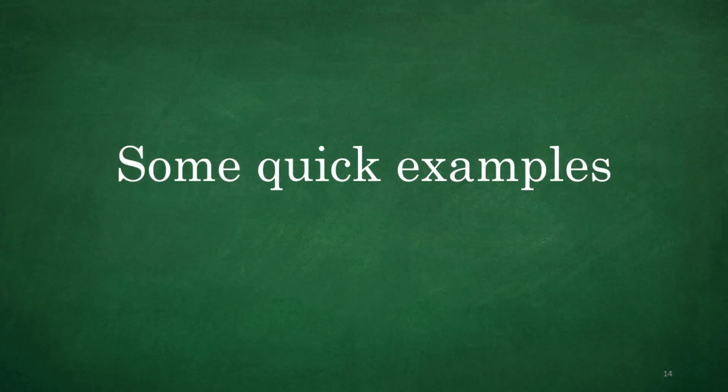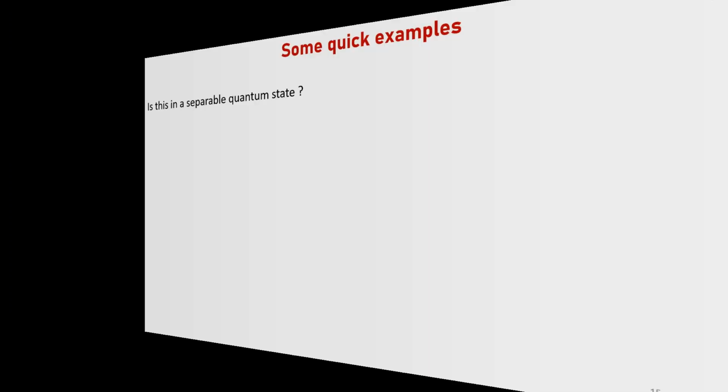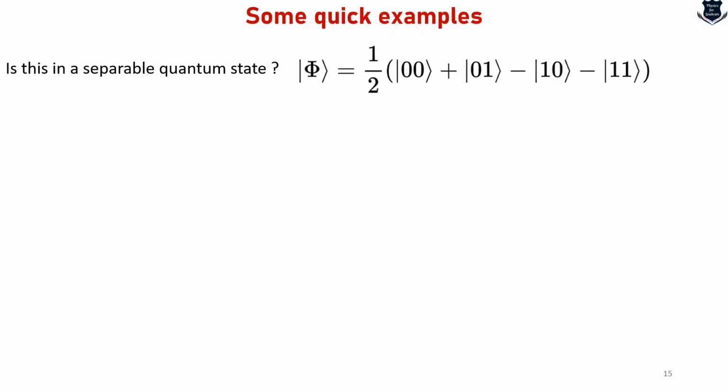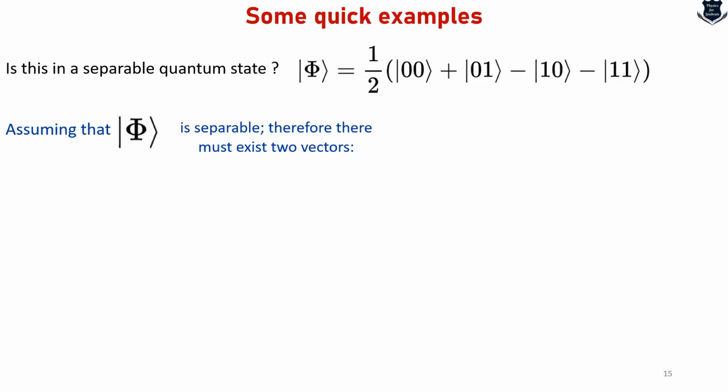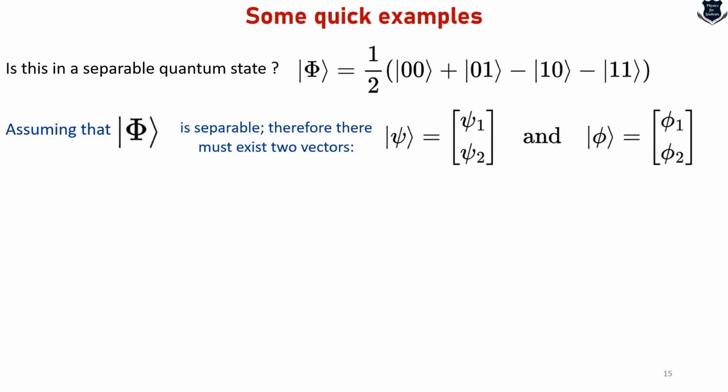Let me show you certain quick examples so that things will be clear. Now the first example: is this a separable quantum state? Let us look. Let us go by a different route, by contradiction. Let us assume it is separable. Therefore, the two vectors that must exist are psi 1 and psi 2, for psi and phi, so that this one is equal to this one.